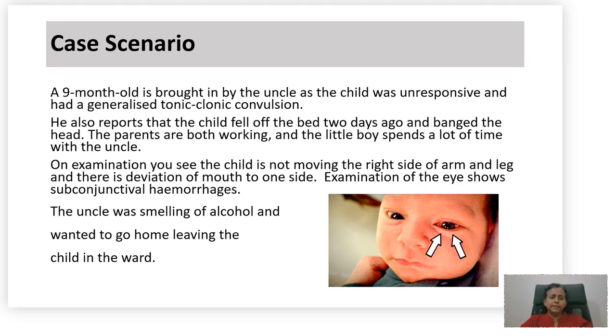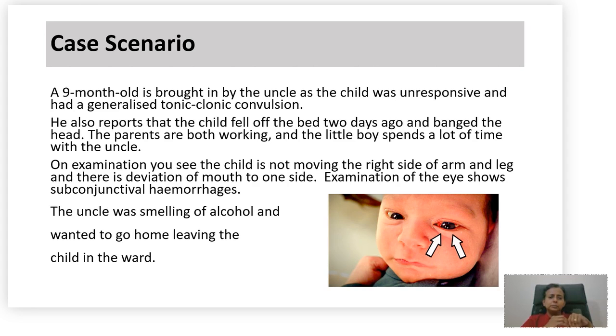So this is again a case history. You can see a 9-month-old baby is brought in by the uncle as the child was unresponsive and had a generalized tonic-clonic seizure. He also reports that the child fell off the bed 2 days ago and banged the head. The parents are both working and the little boy spends a lot of time with the uncle.